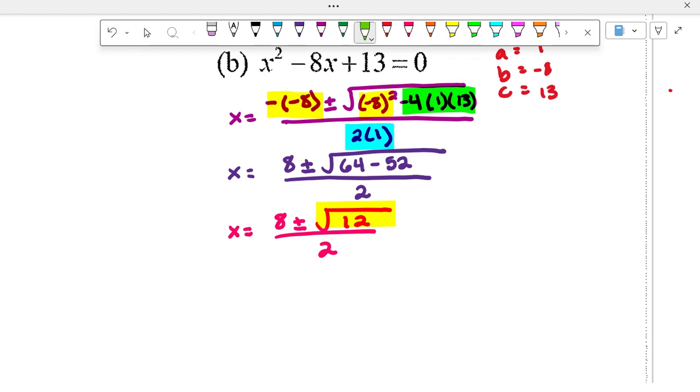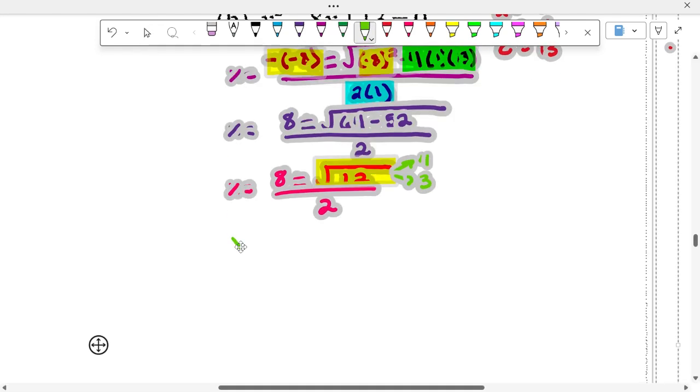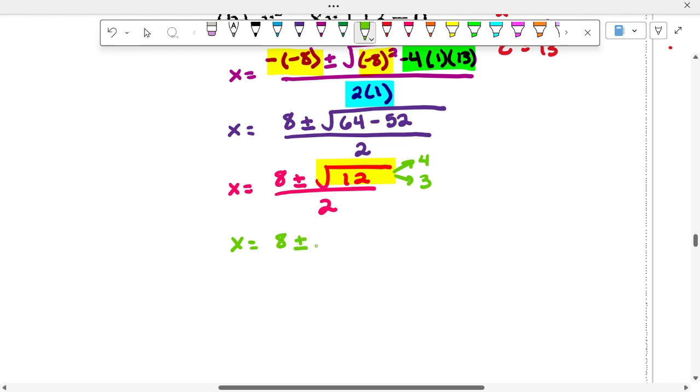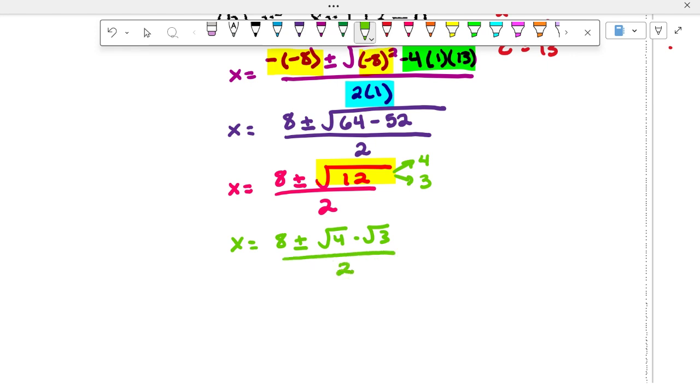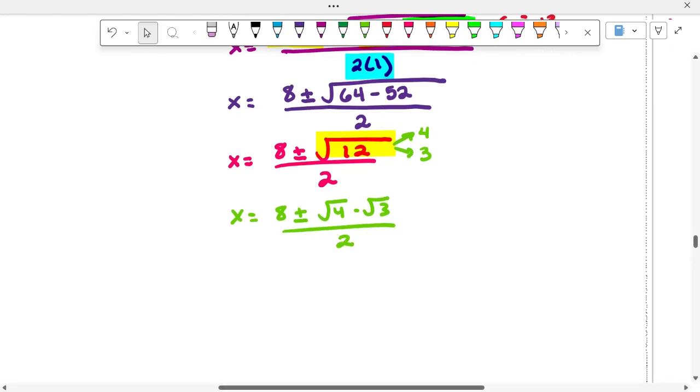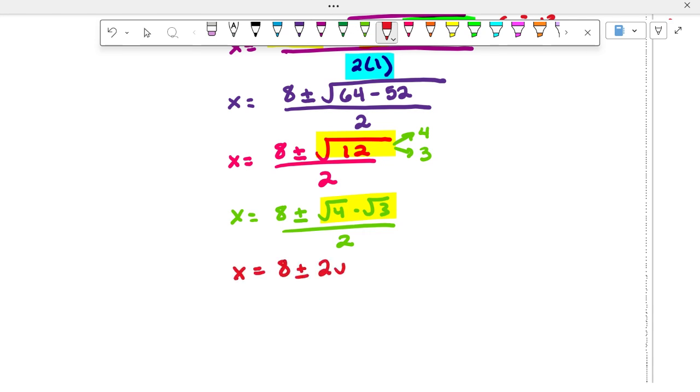Does 12 contain a perfect square factor? Yes. What is it? 4. So 4 times what? 3. So I have x equals 8 plus or minus the square root of 4 times the square root of 3 all over 2. So I could still simplify right here. What's the square root of 4? 2. So x is equal to 8 plus or minus 2 square root 3 over 2.